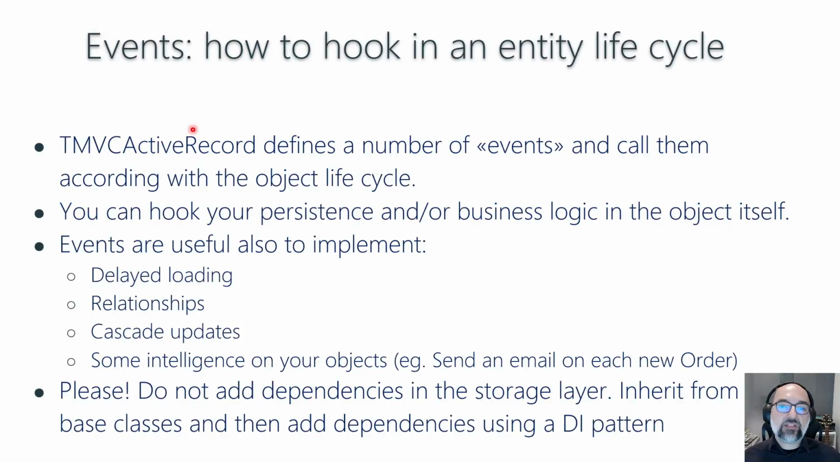There is also a mechanism to hook into an entity lifecycle. This mechanism is called events. MVC Active Record defines a number of events and calls them accordingly with the object lifecycle. These events are actually implemented as virtual methods, so that you can just override these virtual methods and hook your code in after loading, before loading, after insert, before insert, before update, after update, and so on. You can define really anything with such entities.